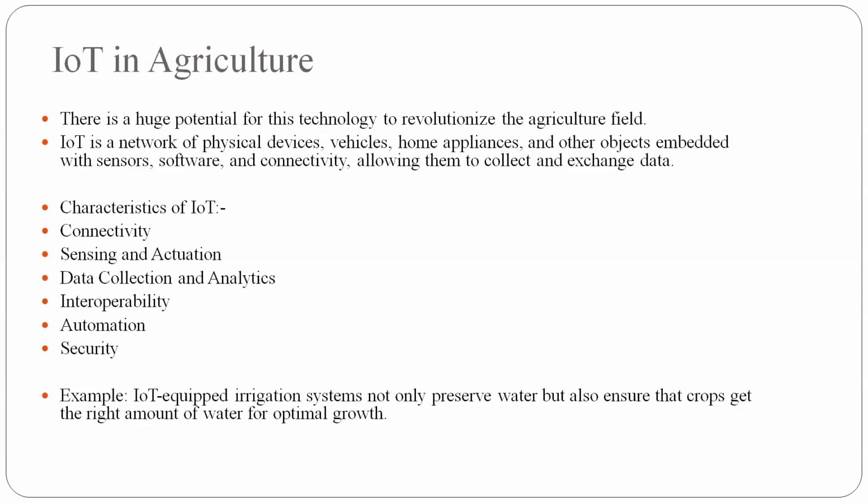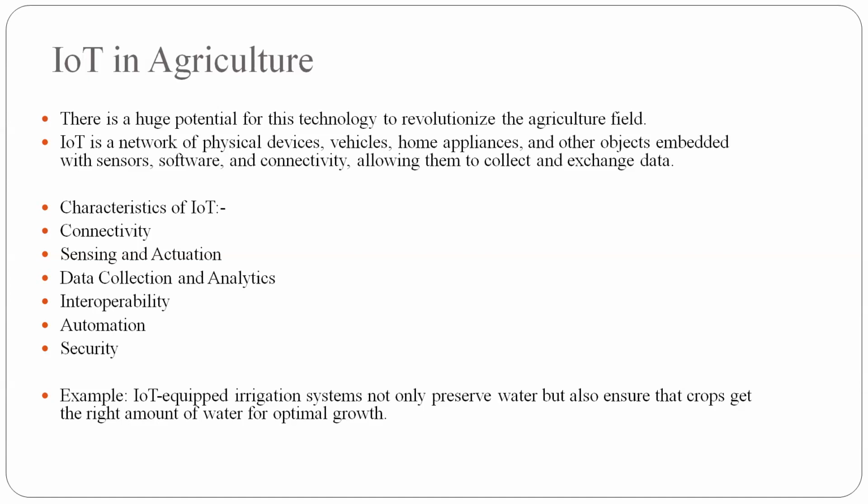The characteristics of IoT are connectivity, which means IoT devices are connected to the internet, and they can communicate with each other and other sensors also. Next is sensing and actuation. IoT devices are equipped with sensors and actuators which sense and respond to the environment accordingly. Then we come to data collection and analysis. IoT devices collect data and analyze it to extract insights and make informed decisions. Then interoperability. IoT devices are designed in such a way that they can communicate and work with other devices and systems.